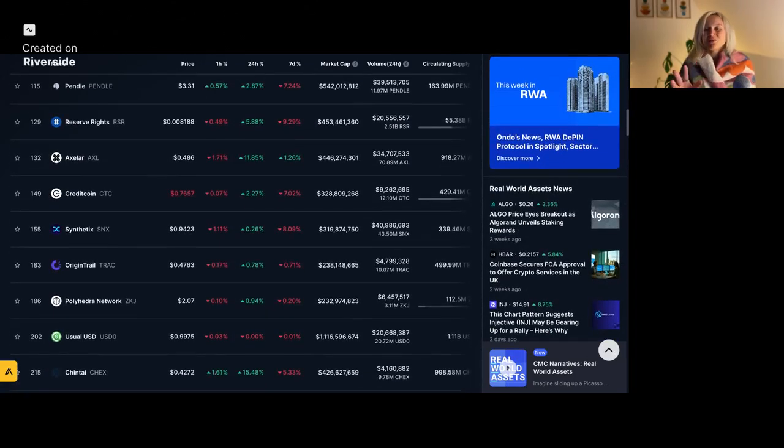I'm not telling you not to trade meme coins or anything like that, but real world assets are really what is going to drive the blockchain industry further, because we need real businesses inside our industry.